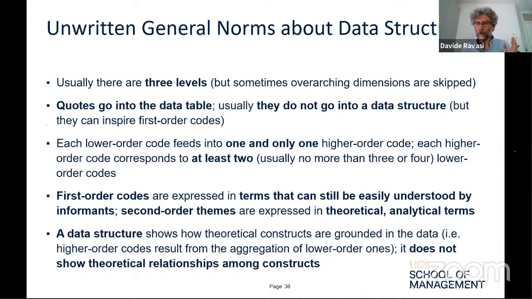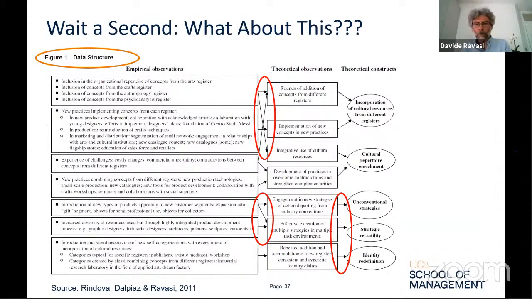Now, having said this, you might come across one of my earlier papers and say, whoa, what is this? You call this a data structure and you're doing all the things that you say we shouldn't do. That's right, we shouldn't have called it a data structure. This study was not doing the Gioia thing. And we found this visual display useful to help readers understand where the theoretical constructs came from in terms of all the various empirical observations that we had.